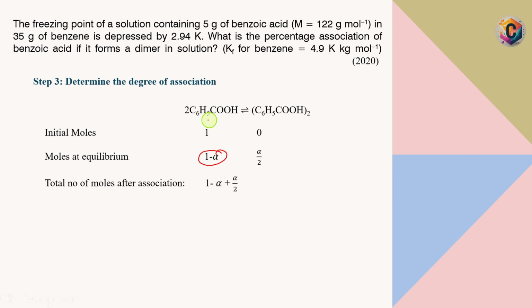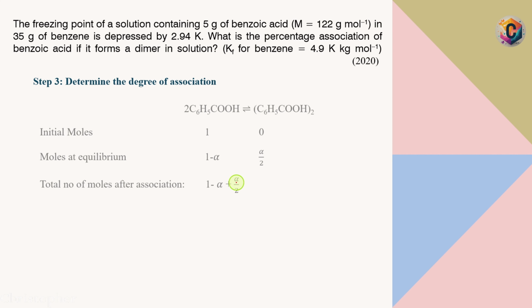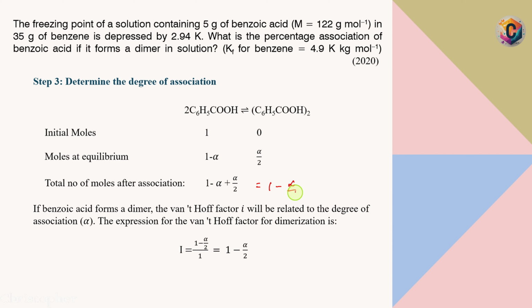So here the number of moles of benzoic acid is 1 minus alpha, and the number of moles of dimer here is alpha by 2. If I simplify this, I will be getting 1 minus alpha by 2. Got it? So here what I should now do is find out the Van't Hoff factor. The formula to find the Van't Hoff factor is the number of moles after the association, 1 minus alpha by 2, over the number of moles before association, which is 1. Okay, so if I simplify it, I will be getting 1 minus alpha by 2.